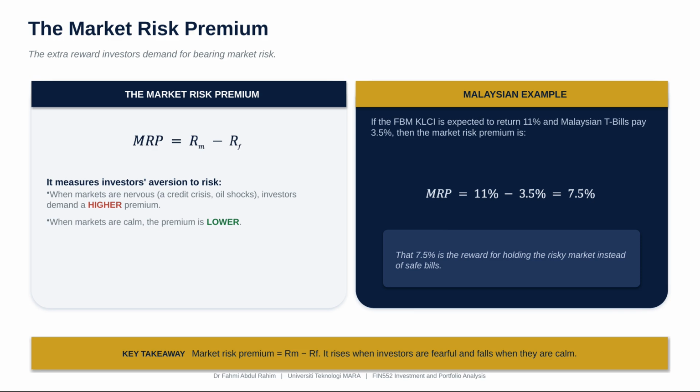And what does that 7.5% mean? It is precisely the reward an investor earns for choosing to hold the risky market instead of parking their money in safe bills. The takeaway, the market risk premium equals R sub M minus R sub F, and it rises when investors are fearful and falls when they are calm. Now let us put the whole CAPM formula to work in a proper worked example.